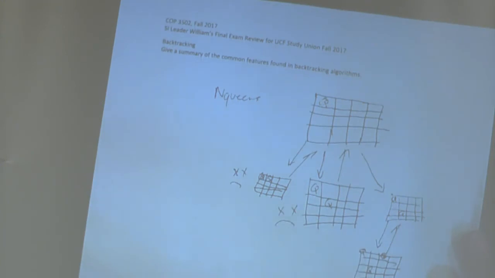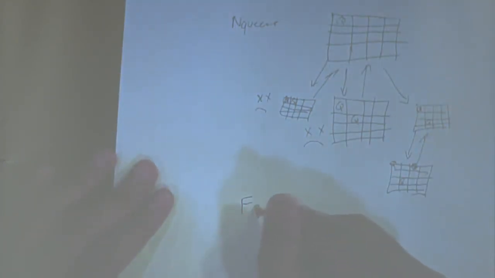Is everyone good with the n queens problem? Okay, that's one way where we've seen backtracking used. The next problem is the fox, the goose, bag of beans, and the farmer.